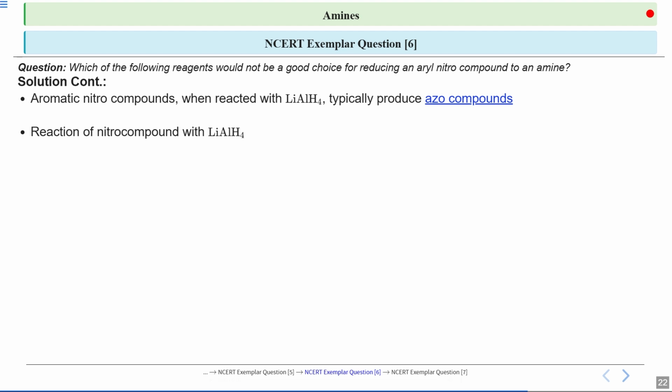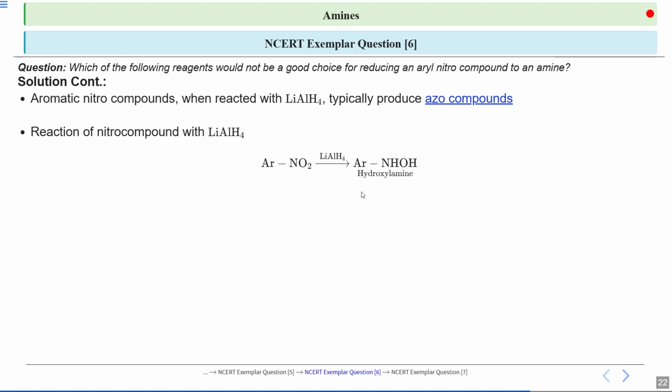So this reaction involves nucleophilic attack of hydride ion on the nitro group. You will see in this reaction we have a nitro group. This is a reduction of the nitro group to a hydroxylamine using LiAlH4.